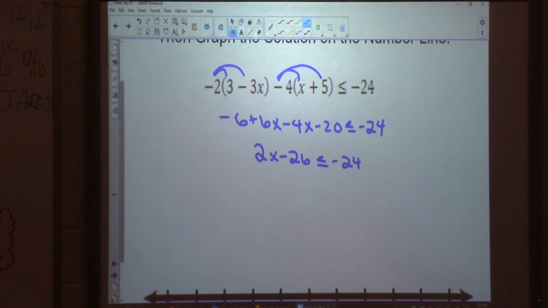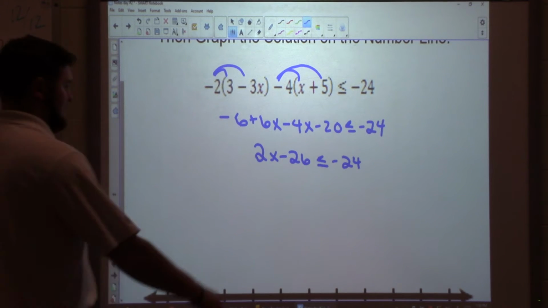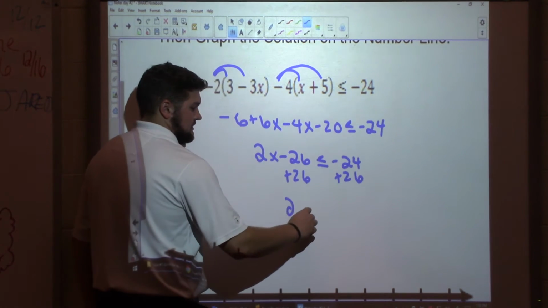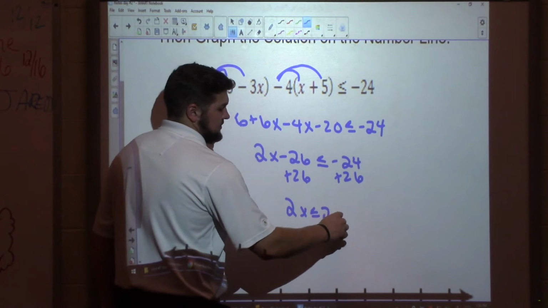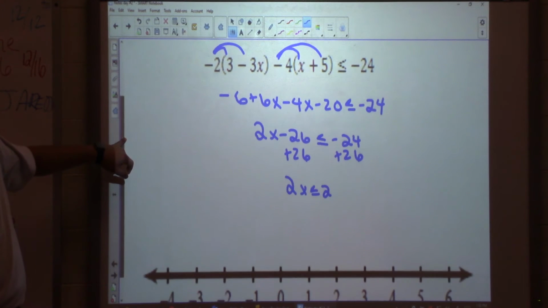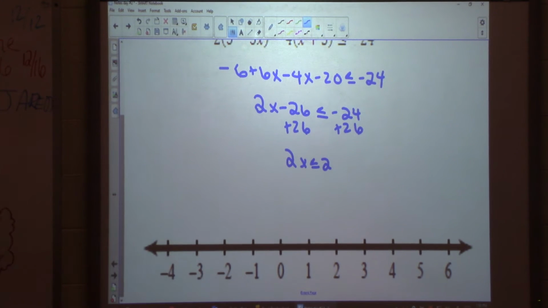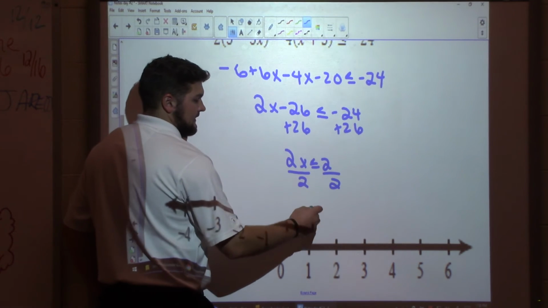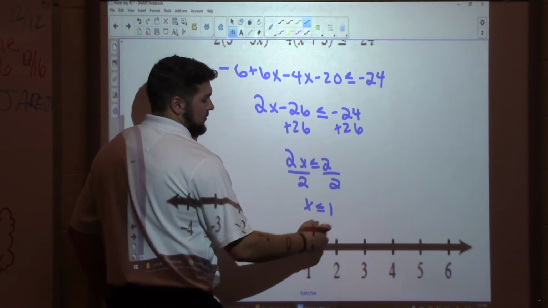Aiden, what's my next step in this problem? You add 26. Add 26 to each side, good. 2x less than or equal to 2. Caden, what's my next step in this problem? Divide by 2. Good job. X is less than or equal to 1.